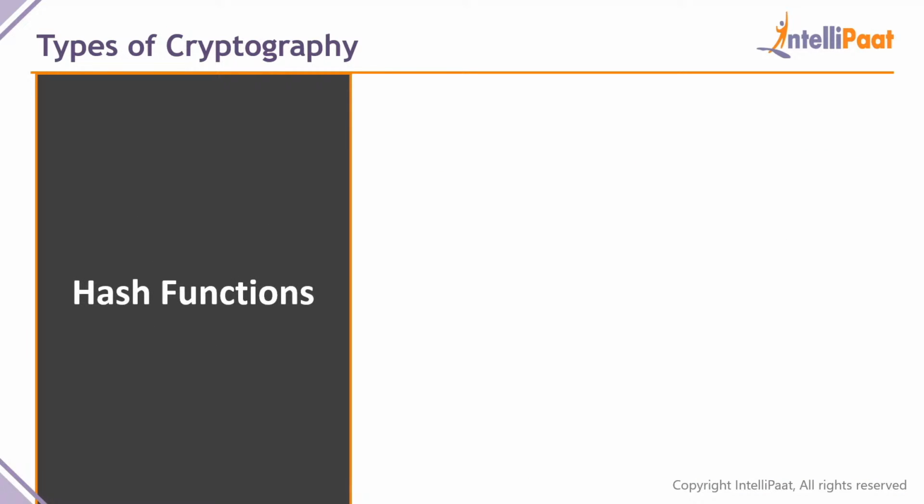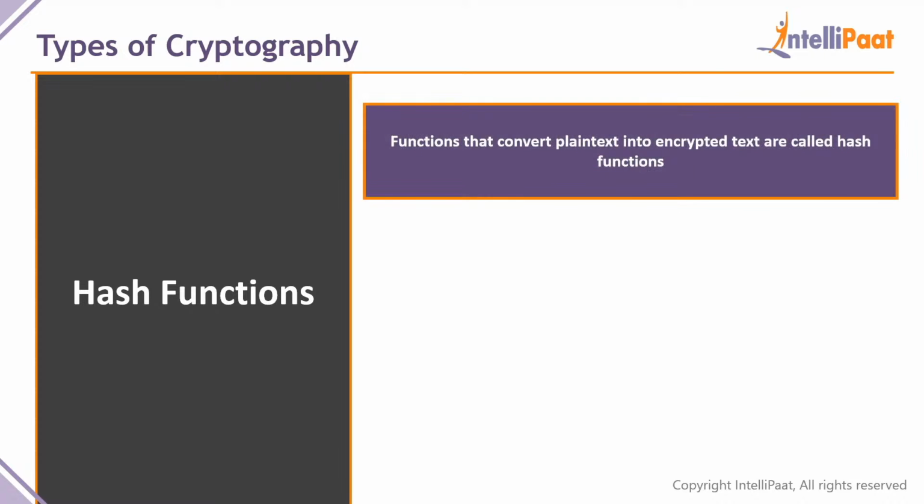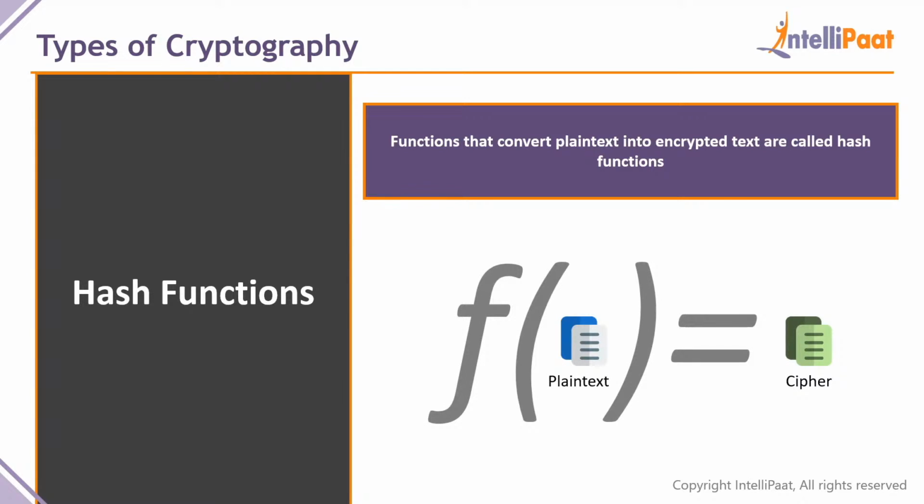There are also hash functions. Hash functions are pretty straightforward. I think they are the easiest to understand out of all of these algorithms. Functions that convert plain text into encrypted text are called hash functions. So essentially mathematical functions.